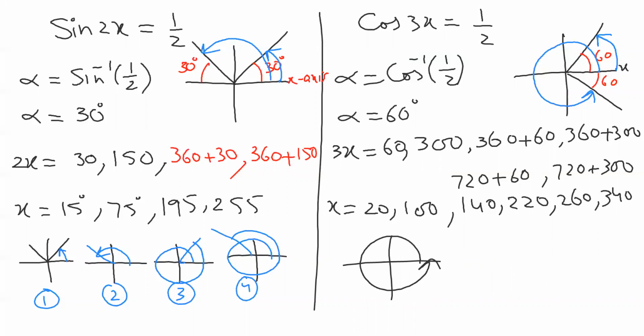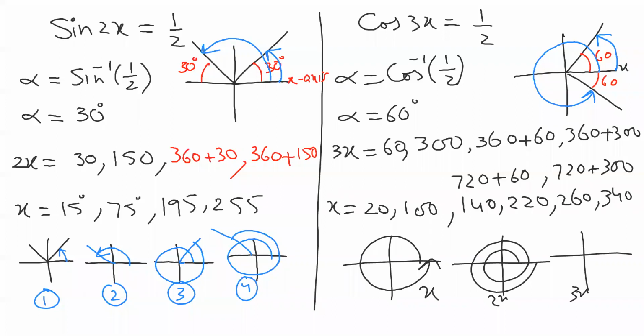And for x, one cycle. For 2x, I will go for one cycle, then again go for the second cycle. And for 3x, 1 cycle, 2 cycle, and 3 cycle. I think now you've got a better picture.